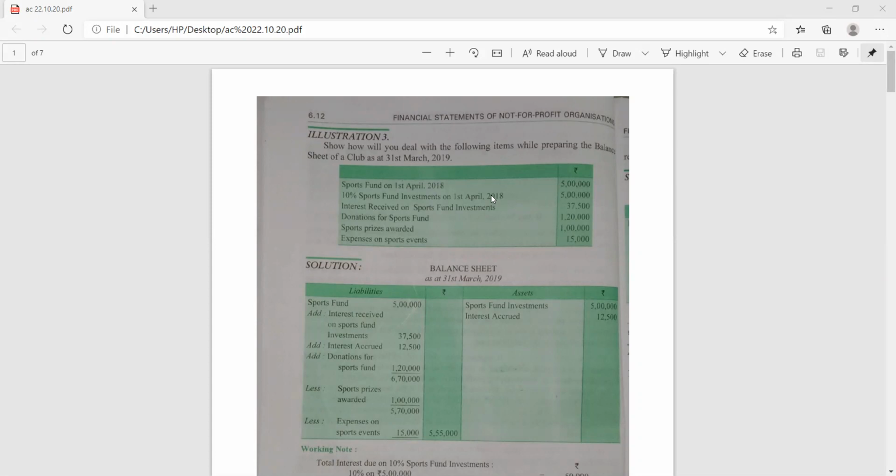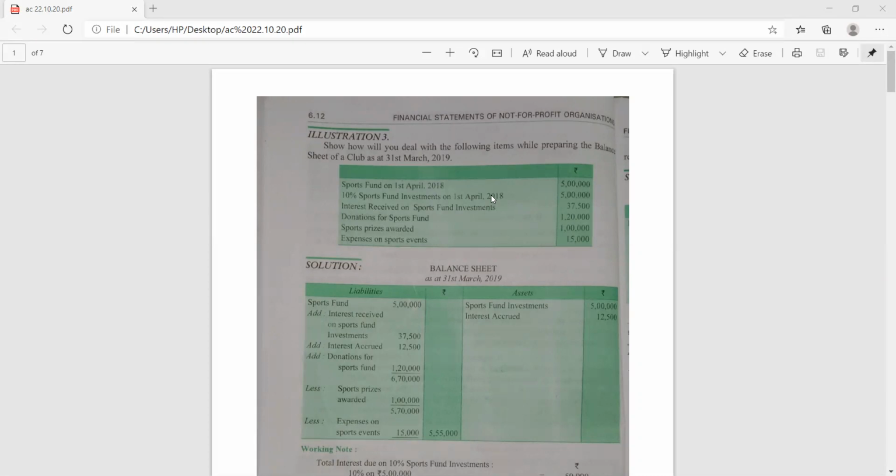See dear students, now in this question you find the complete and full-fledged information about the sports fund. Sports fund is capital in nature because it is known as an endowment fund, we can say. It is for a specific purpose. The 10% investment means the amount has been invested somewhere else, so it becomes an asset. So sports fund investment is to be shown in the balance sheet on the asset side. You can see in the solution that's floating on the screen as well.